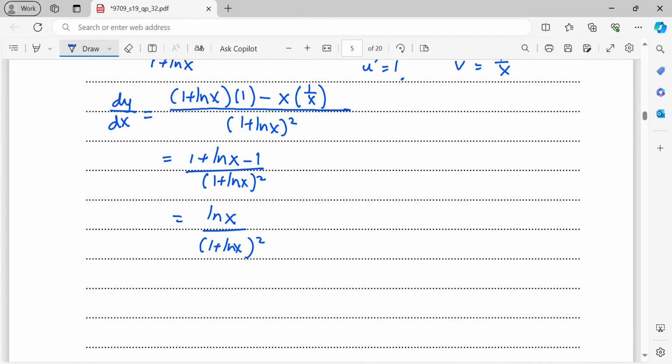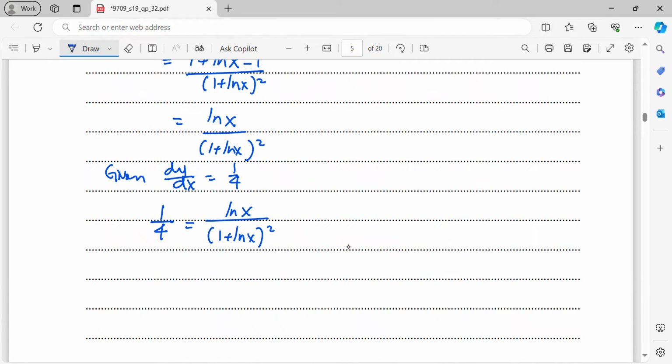Okay, so now just replace. So you just write here, given dy dx equals to 1 over 4, which means 1 over 4 equals to ln x over 1 plus ln x squared. And now here I will cross multiply.